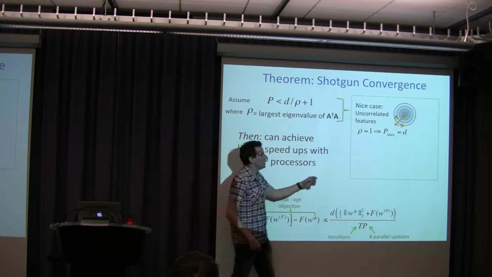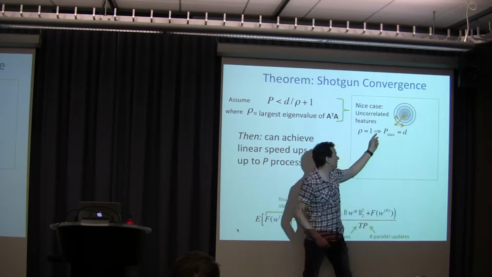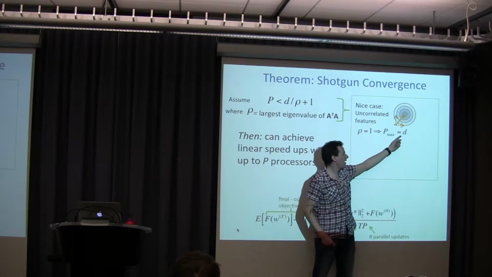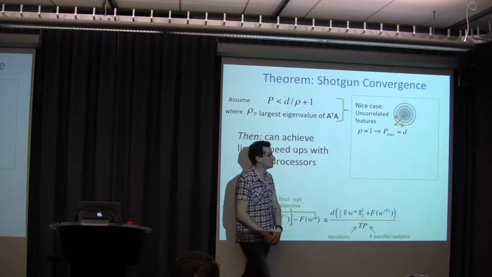So in particular, if the problem is totally independent, then this rho is equal to 1, and you can have d possible processors for d dimensions.